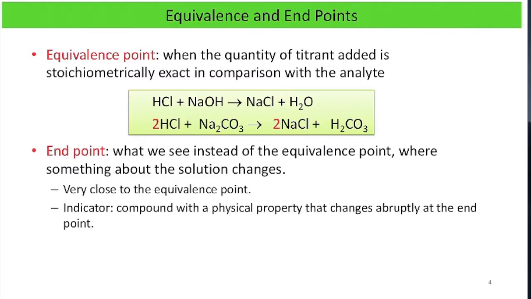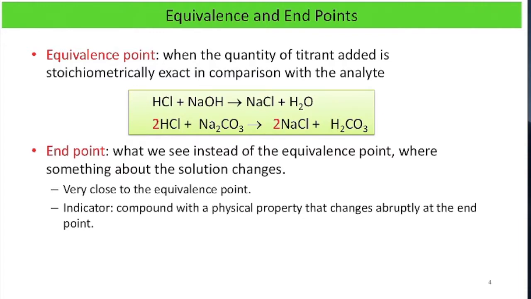So when the reaction is complete, we talk about two different points. We talk about the equivalence point and the end point. And there is a difference between them. The equivalence point is when the quantity of titrant added is stoichiometrically exact in comparison with the analyte. Now this is something we can never get to because we can never add just enough moles of the titrant to react with the moles of analyte that are present in a mixture. So the end point is what we see instead of the equivalence point, where something about the solution changes. Again, the color, a formation of a precipitate, or the change in a voltage, for example. And the end point is usually really close to the equivalence point.